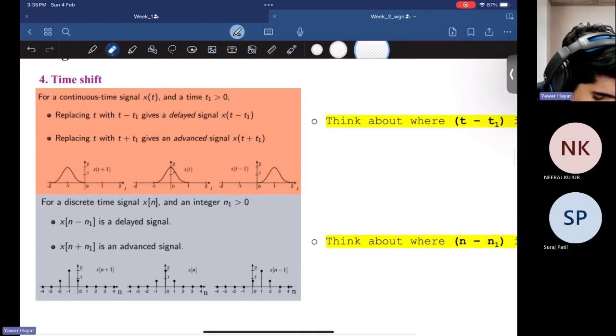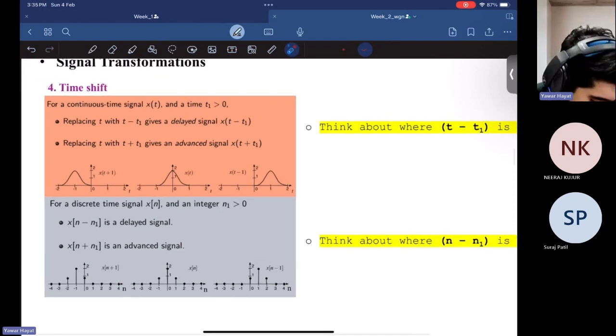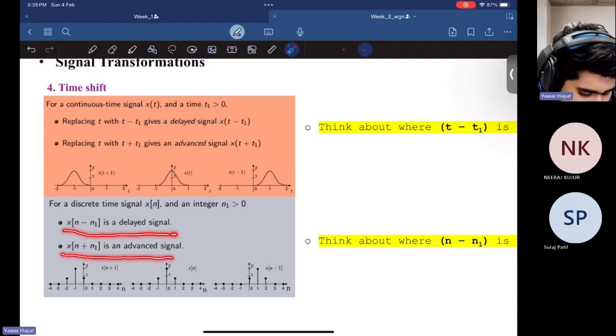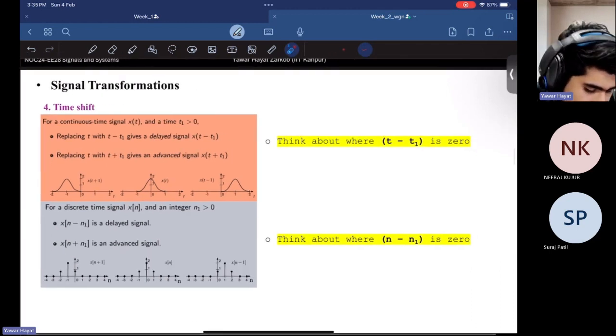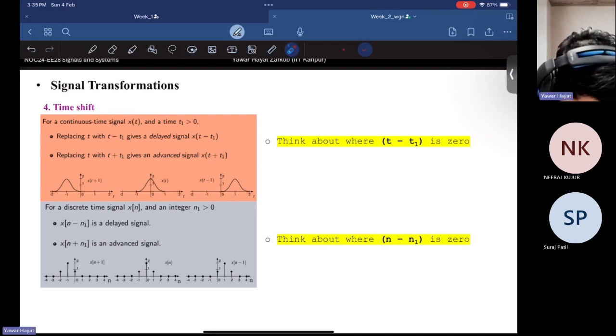So if this time shifting is clear, the analogous case is for discrete time signals x of n. X of n minus n1 would be a delayed signal, and x of n plus n1 is an advanced signal, right? And as we gave the argument for the continuous time signal, we can give an analogous argument for discrete time signals as well.